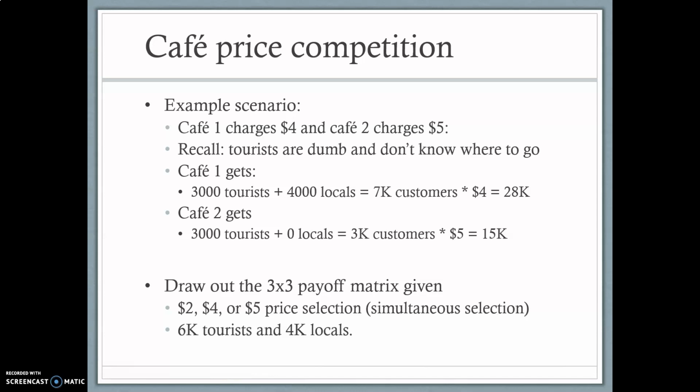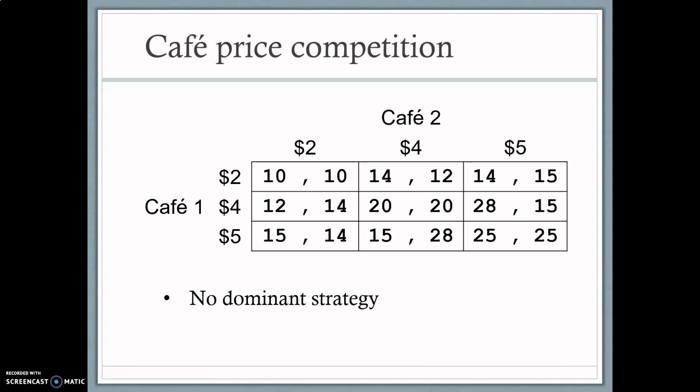So that's how we calculate the values of the payoff matrix, and we draw a 3 by 3 matrix, with price selections of 2, 4 or 5, for 6,000 tourists and 4,000 locals. This is a payoff matrix drawn using the information given in the previous slides. So there is no dominant strategy here, where Cafe 1 can be dominant and Cafe 2 have an inferior choice, or Cafe 2 be dominant and Cafe 1 have an inferior choice. So this is an example of dominant and non-dominant strategies, right?